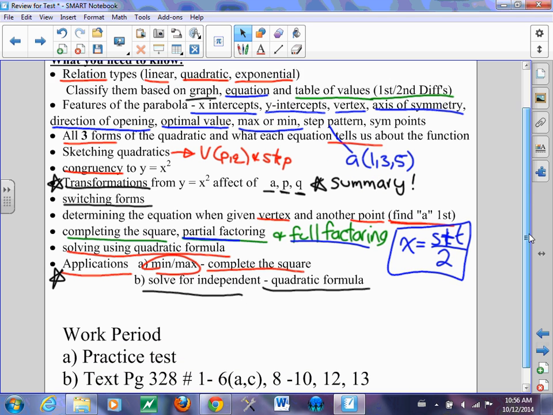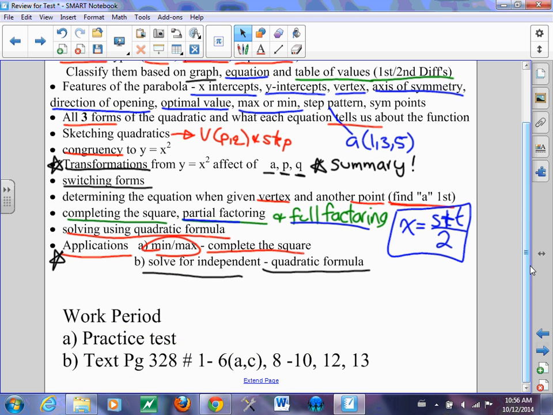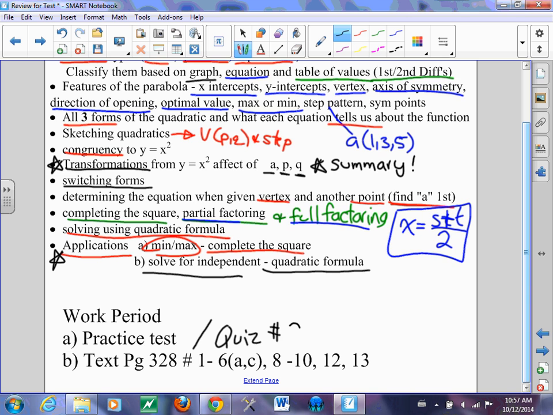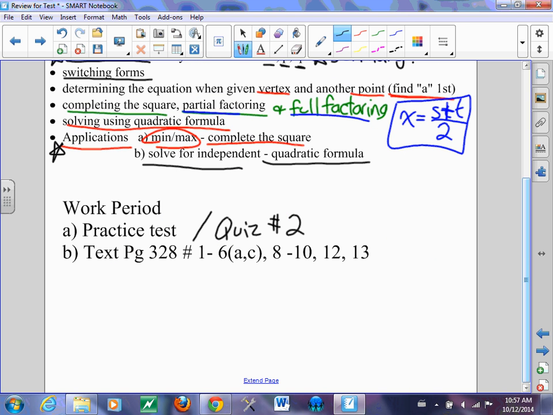Okay? All the information's been there for you. So what we have today, folks, is we have a practice test, we have textbook questions, and I have another quiz posted on the website, quiz number 2. You can take a look at that. But right now I want to go over a quick transformation review. So just please bear with me, guys, because I think this is going to be good for you.